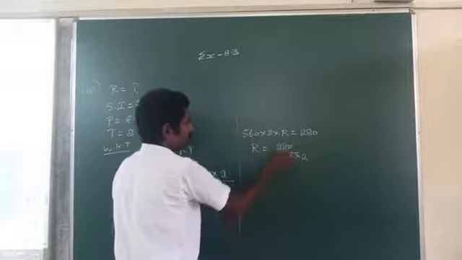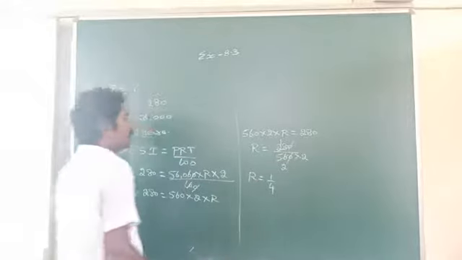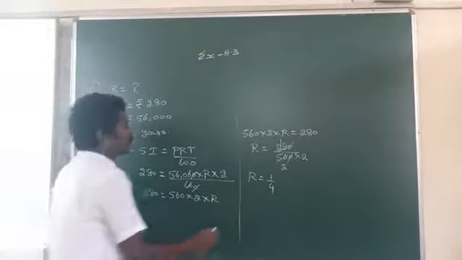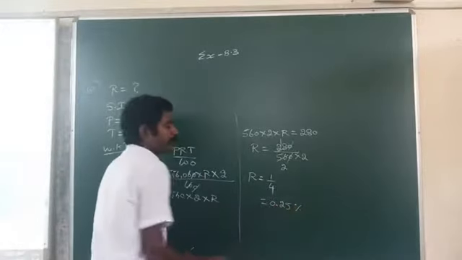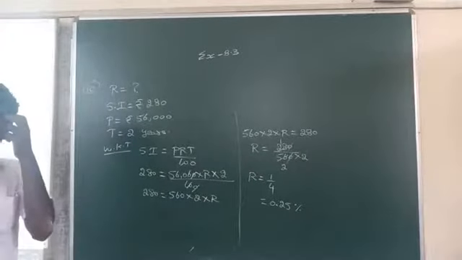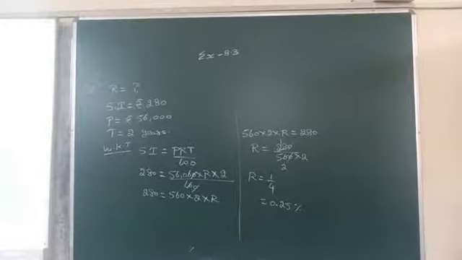0, 0 you can cancel. 28 is 28, 2 28s are 56. So R is equal to 1 by 4. R equal to how much? 1 by 4. But you have to find it in percentage. 1 by 4 means 0.25. 1 by 2 means 0.5, 1 by 4 is 0.25, 3 by 4 is 0.75. So what is the rate of interest? 0.25%. Are you getting here?